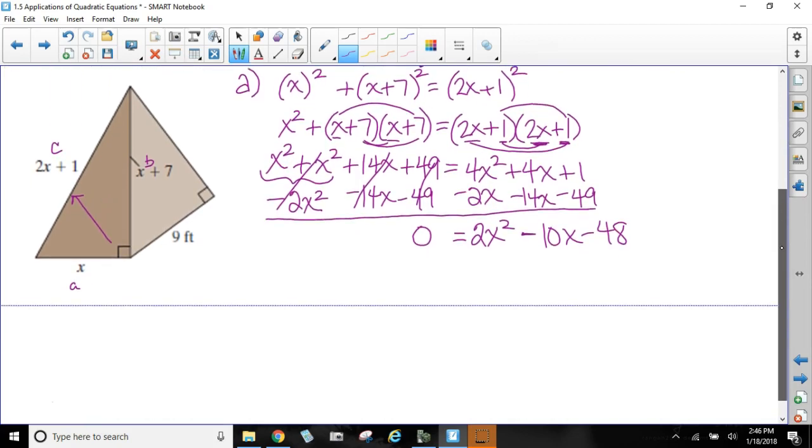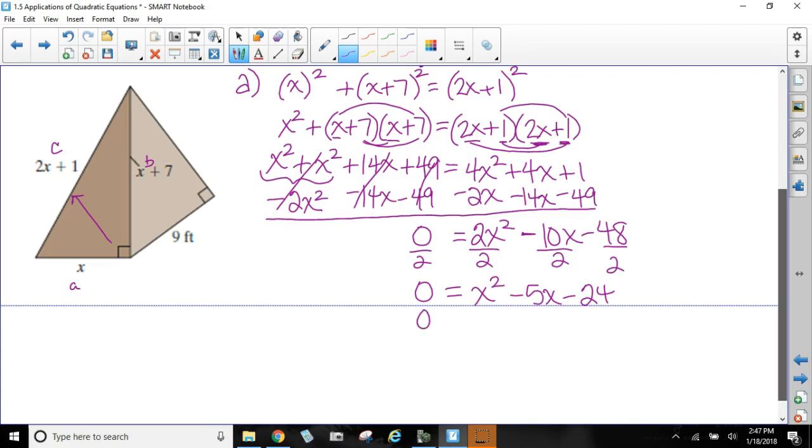If we would go through and divide everything through by 2, our equation is now 0 divided by 2 is 0. 2x squared divided by 2 is just x squared. We'll have a minus 5x and then minus 24. Here we are going to factor. I think that'd be the easiest way. You could use quadratic formula to solve this quadratic equation, if a is 1, b is a negative 5, and c is a negative 24.